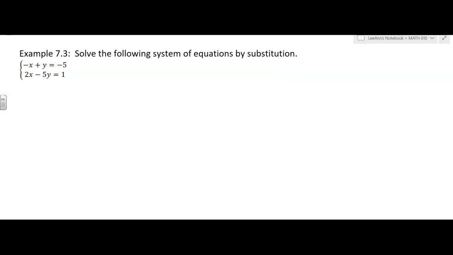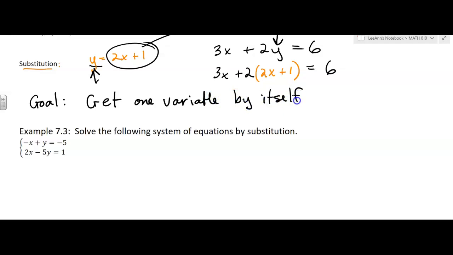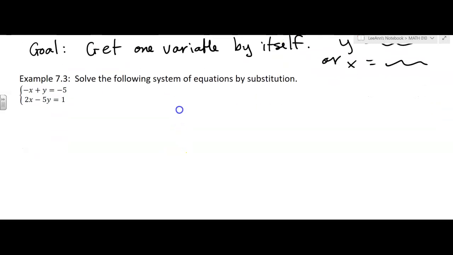Solve, whoops, I'm going to back up for a minute before we do the example. So the goal to solve by substitution, get one variable by itself. It doesn't have to be y, it could be x, but you just need y equals something, or x equals something, and then you can do a substitution. Okay, so now we're ready to do the example.